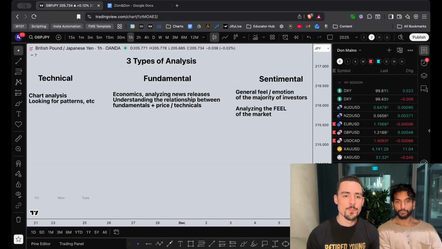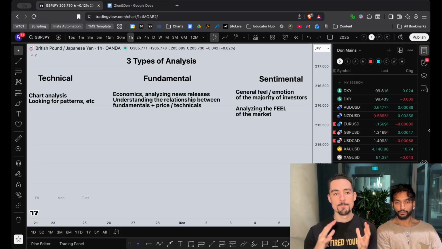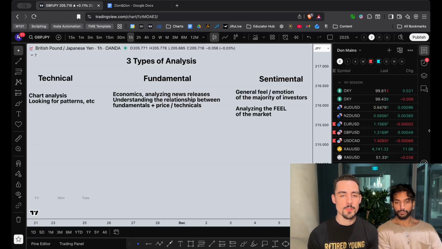And so that's really what sentimental analysis is doing. It's acknowledging the emotion of the vast majority of investors in the market, and making a decision according to also technical and fundamental factors accordingly.